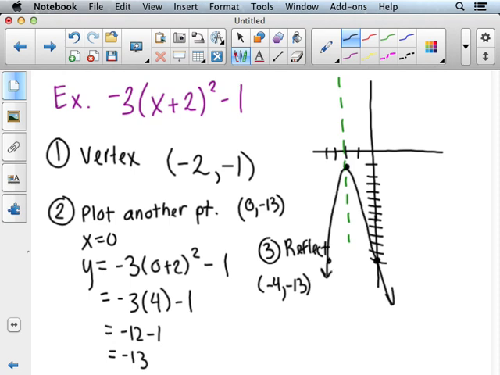And there's my graph. So remember, step 1, find the vertex. Step 2, plot another point. Step 3, reflect. This is our vertex. Here's our other point. And then we reflected it. Done.